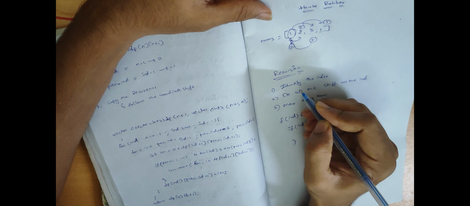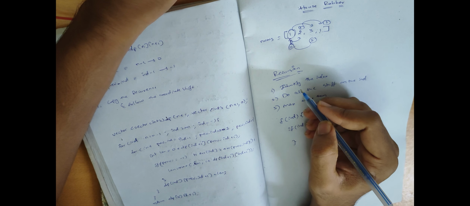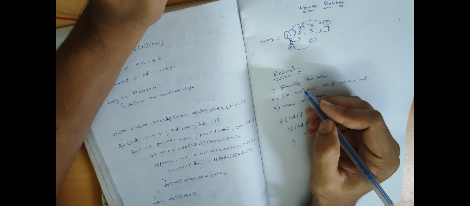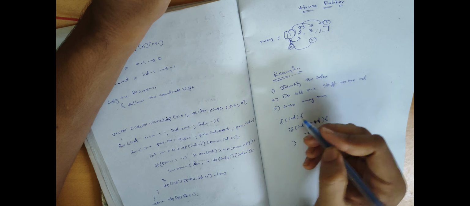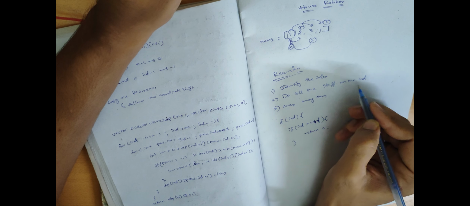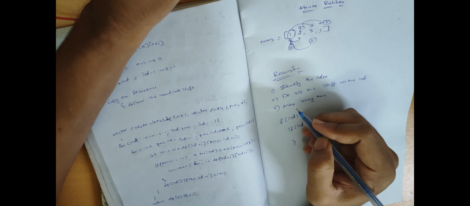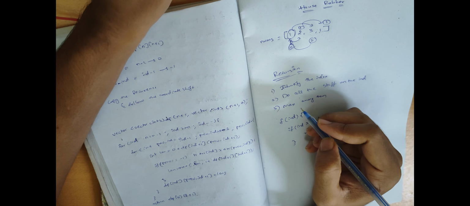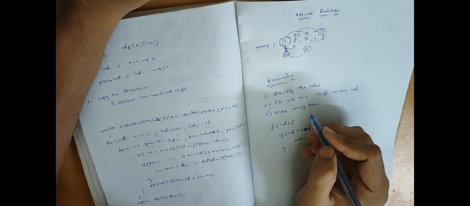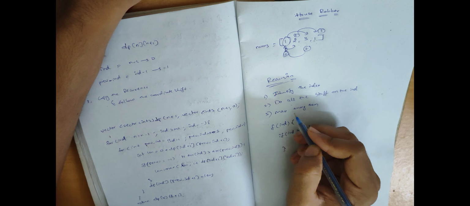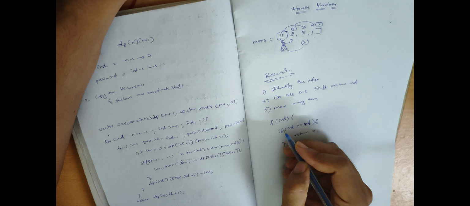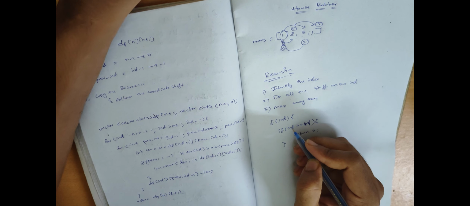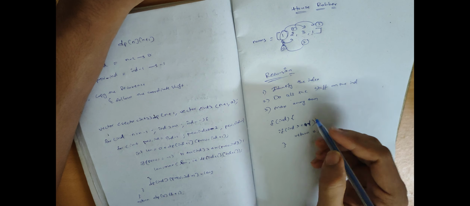As I said in the previous videos, we have to use these three shortcuts. First, identify the index. Second, do all the stuff on the index. Third, as per the question, they have asked for the maximum amount of money the thief can rob from the houses, so let's find the maximum among them. So first, the function f of index. Let's identify the index.